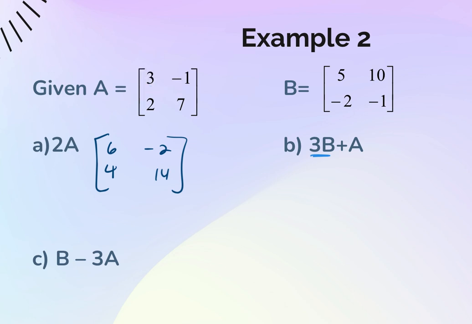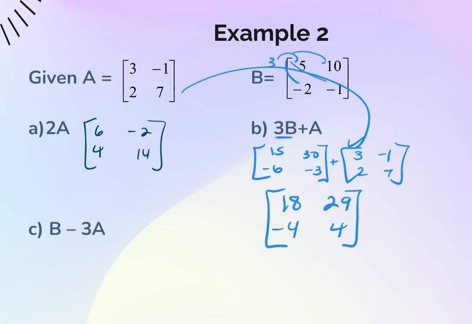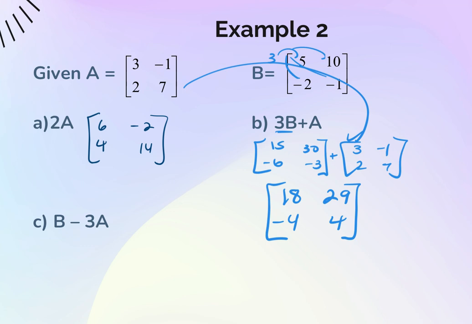So then I would do 3B, so multiply the 3 in, I'd get 15, 30, -6, -3, and then add that to A. So 3, -1, 2, 7. And I'd get 15 plus 3, which is 18. 30 plus a -1, 29. -6 plus 2, -4. And -3 plus 7, 4. Good on that one.